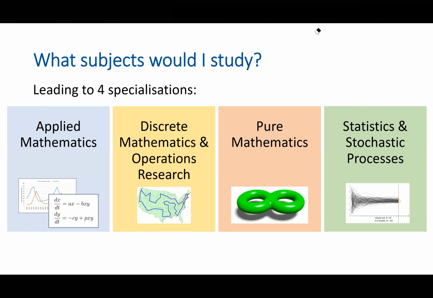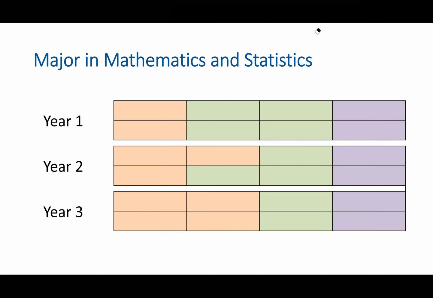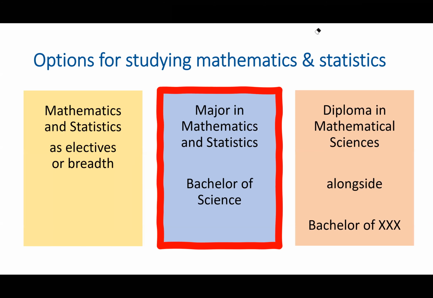Okay, so that's the mathematics and statistics major, but what about the other option, the diploma in mathematical sciences?